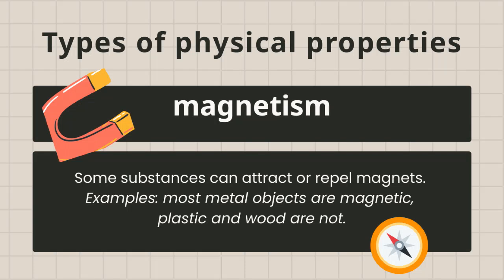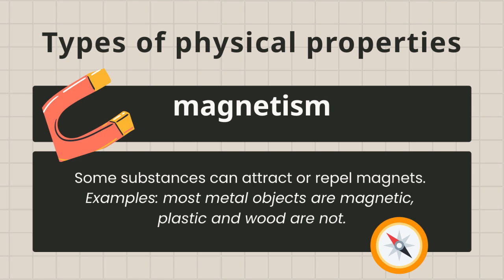Now, let's talk about the different types of physical properties, specifically focusing on magnetism. Some substances have the interesting ability to attract or repel magnets. This is what we call magnetic properties. For example, most metal objects are magnetic, meaning they can be attracted by a magnet. On the other hand, materials like plastic and wood are not magnetic at all. This difference is a key physical property that helps us distinguish between different materials and understand how they interact with magnetic fields.